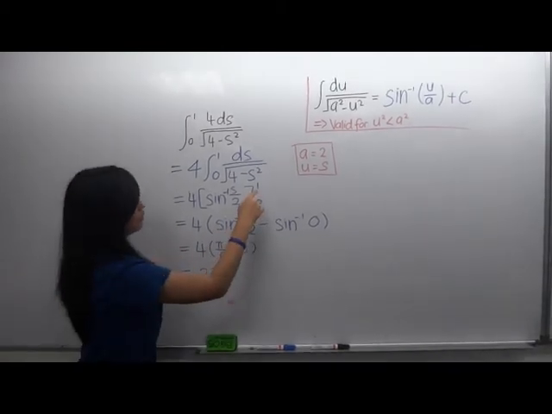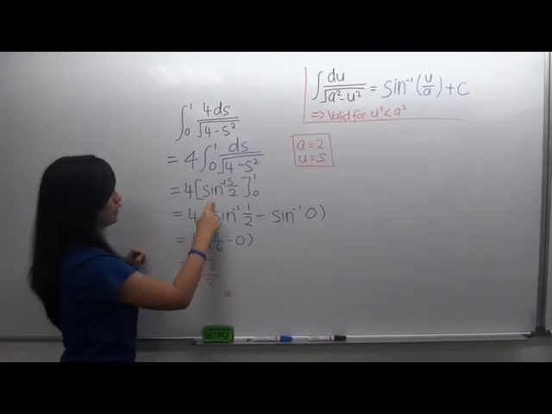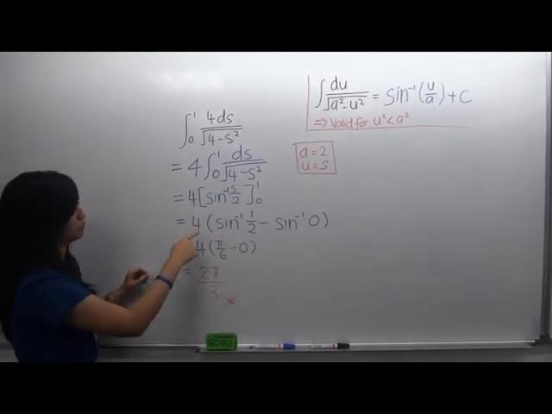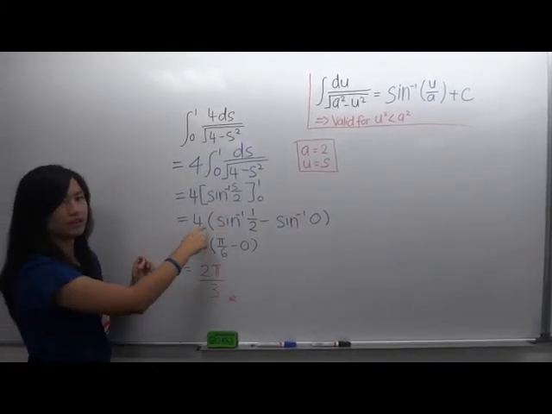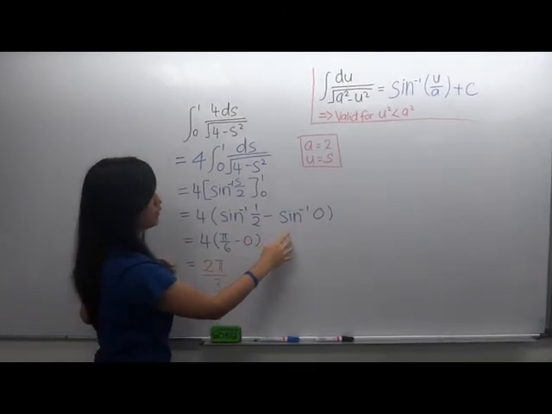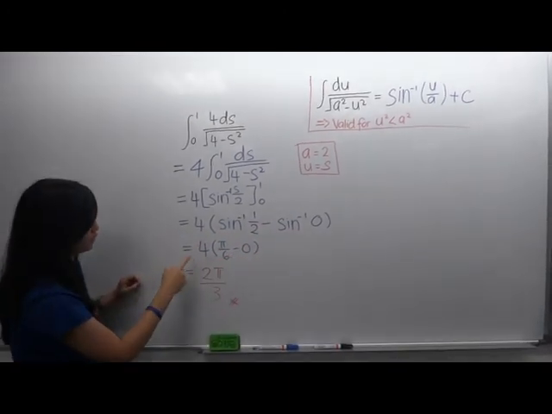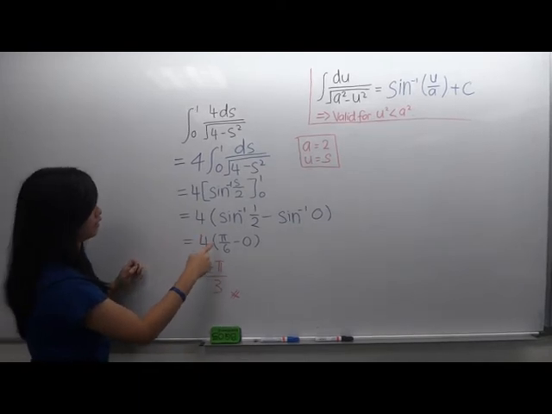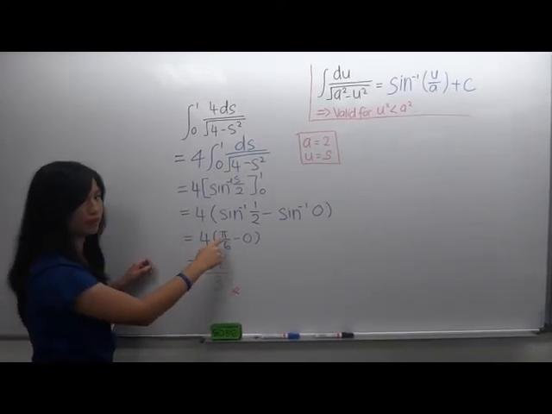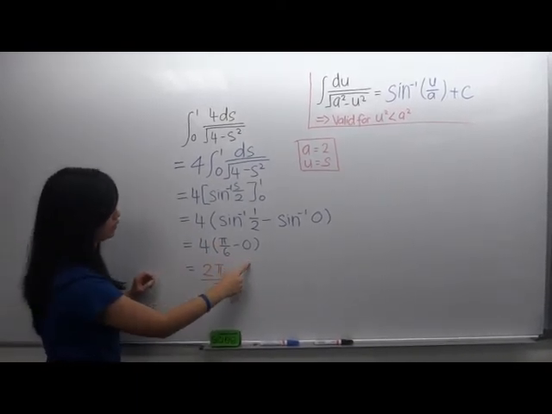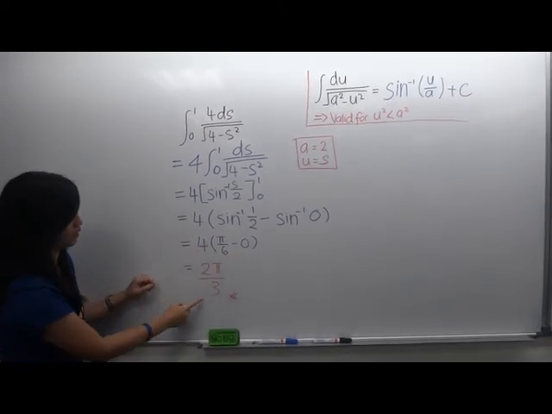By substituting the value of 1 into this sine inverse of s over 2, we get 4 times sine inverse of 1 over 2 minus sine inverse of 0, which will then give us 4 times the bracket of pi over 6 minus 0, and we will get our answer, 2 pi over 3.